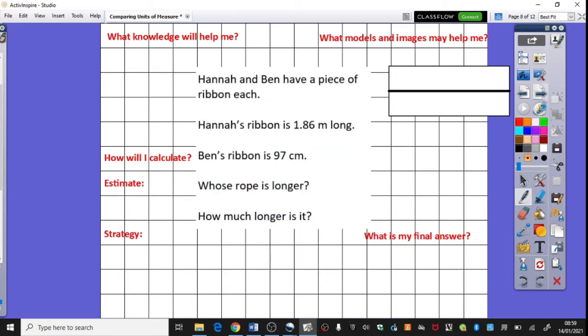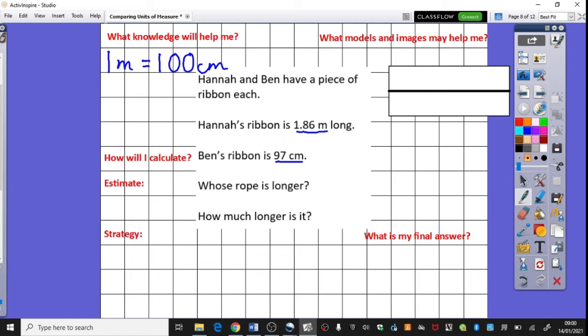Slightly different units of measure this time. Same sort of question. Hannah and Ben have a piece of ribbon each. Hannah's ribbon is 1.86 metres long and Ben's ribbon is 97 centimetres long. It says whose rope is longer and how much longer. So coming back to this knowledge again, I want to think about how many centimetres are there in 1 metre. I might go back to my diagram to remind me there's 100 centimetres in 1 metre.